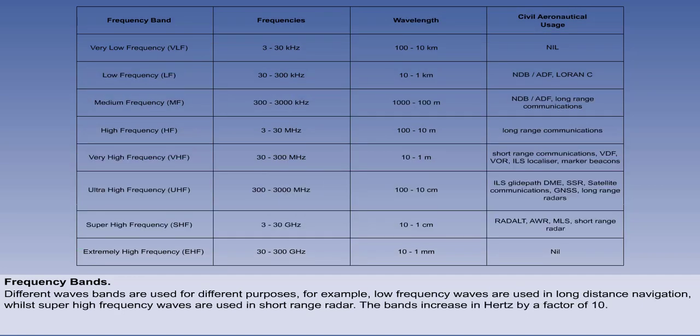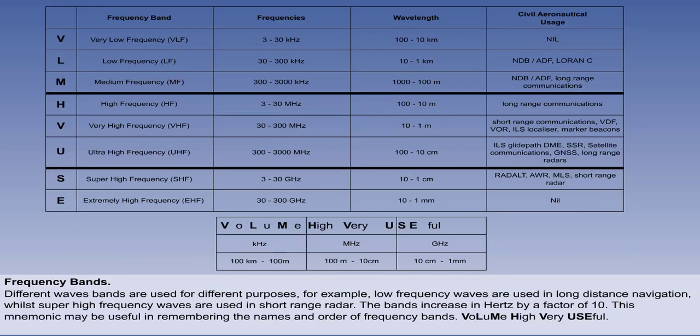Unfortunately, you must learn these frequency band details for your examination. Note that each band is greater in its number of hertz than the previous one by a factor of 10. There are 3 kilohertz bands, 3 megahertz bands, but only 2 gigahertz bands. You may find this mnemonic useful in remembering the sequence of frequency band names. Volume high, very useful.